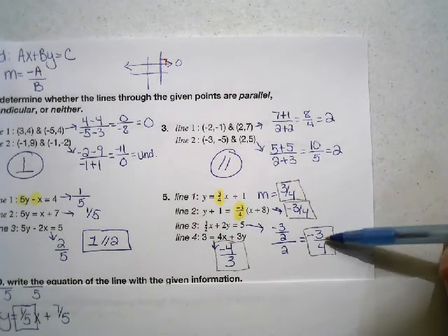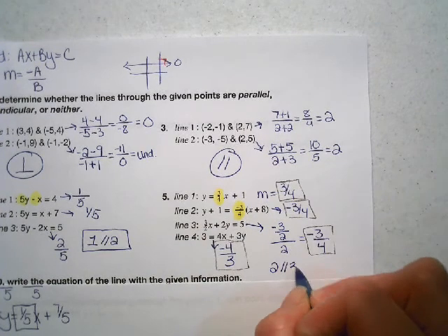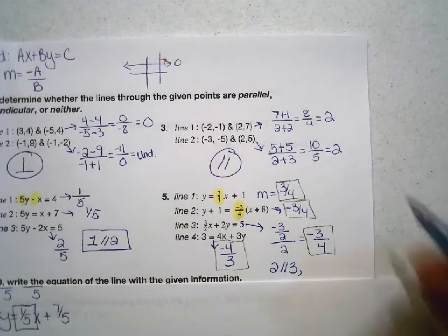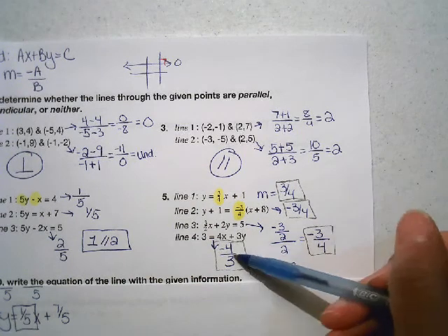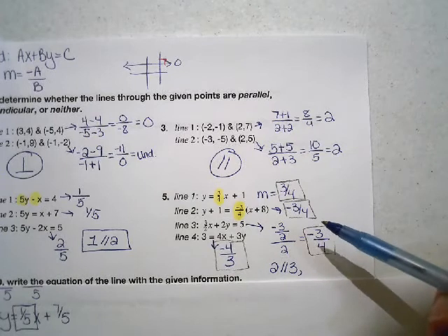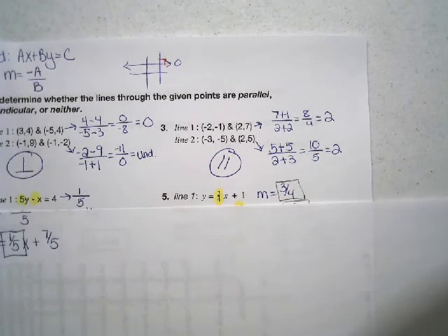So how about we do anything that's parallel? So 3/4. Nope. How about -3/4? Yes. So I'm going to say 2 is parallel to 3. But I'm going to put a comma here because I'm thinking there might be another answer. Let's see. Nobody else has the -4/3. So I think the parallel's done.